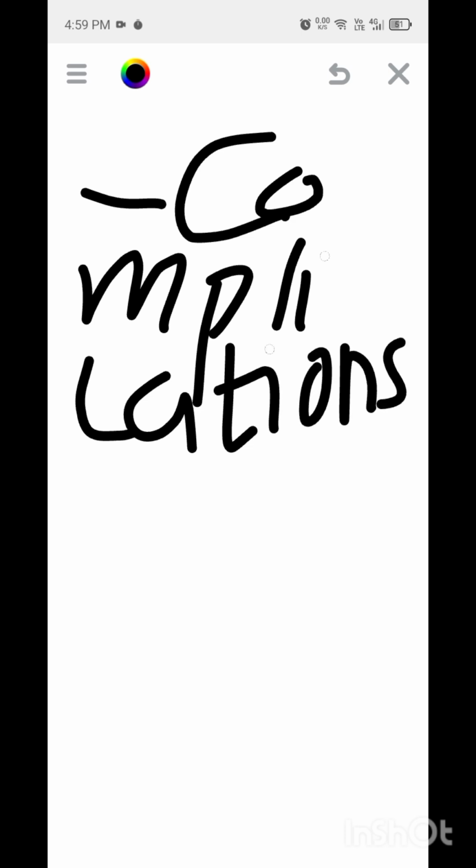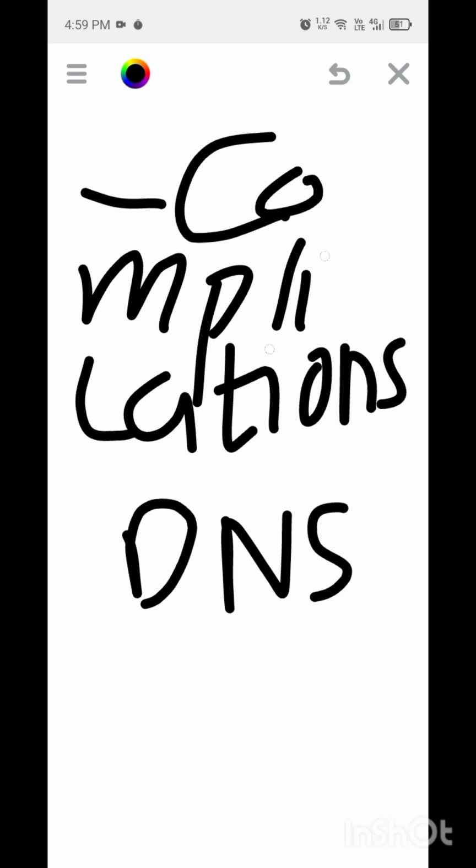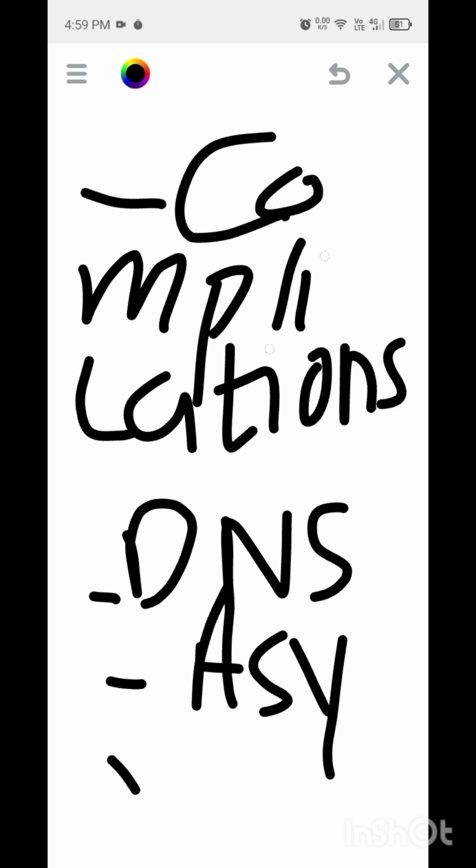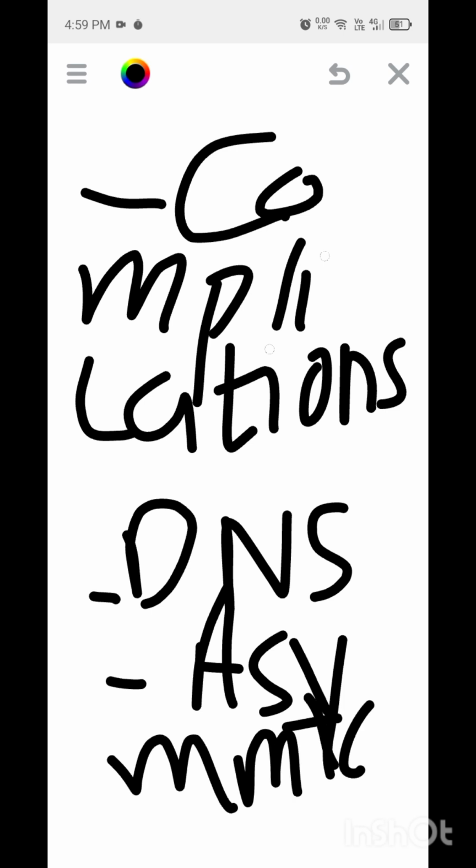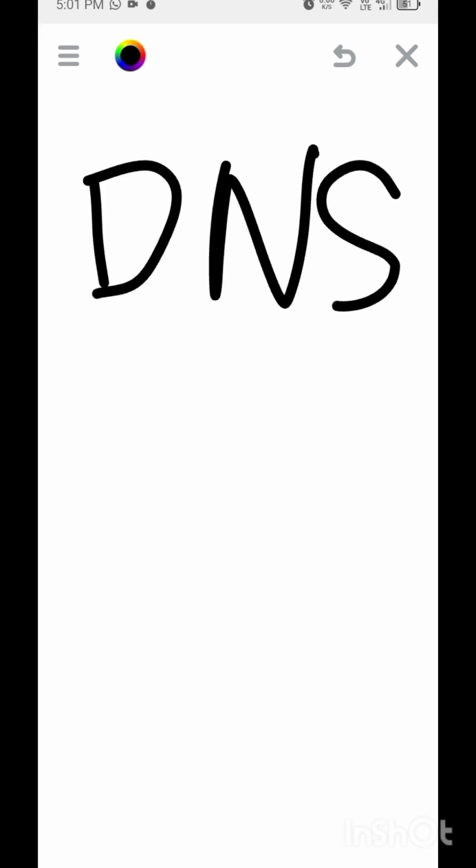They may result in DNS, and they result in asymmetry and DNS. That's all, if they are not treated. Now let's move towards another topic.